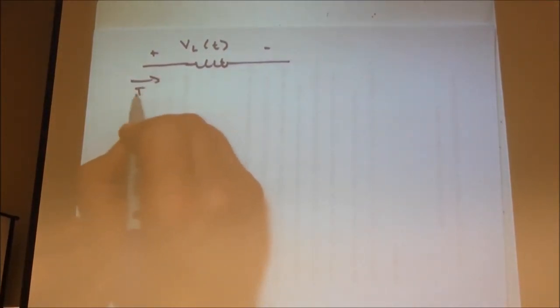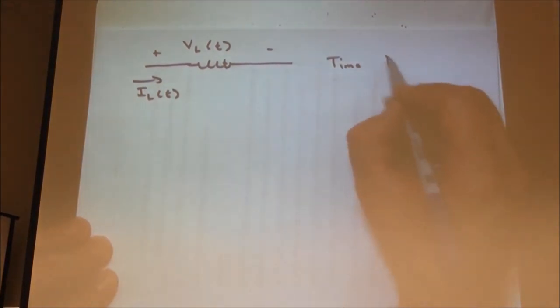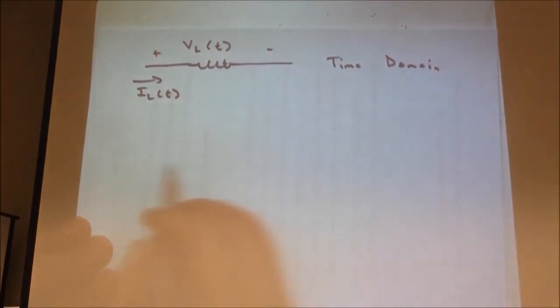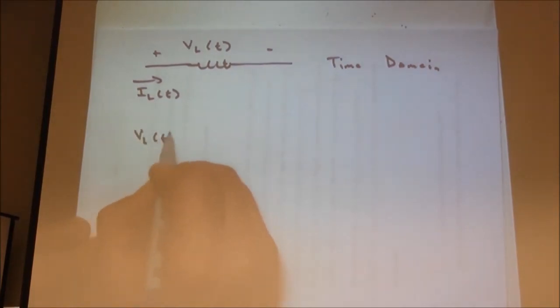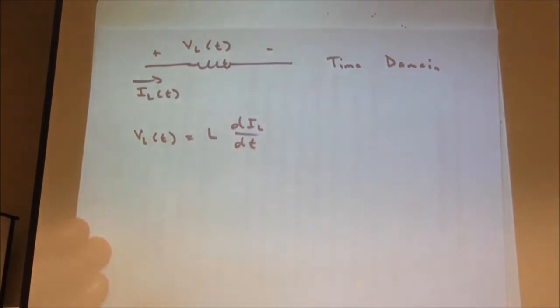Likewise, let's look at inductors. So we have an inductor, again VL of t and an IL, and this is our time domain equivalent circuit. And we know VL of t equals L dIL/dt. Again, we've seen this a lot. We can do the same process we just looked at.